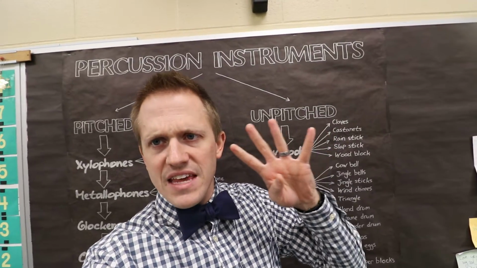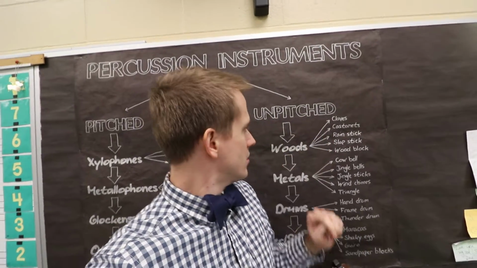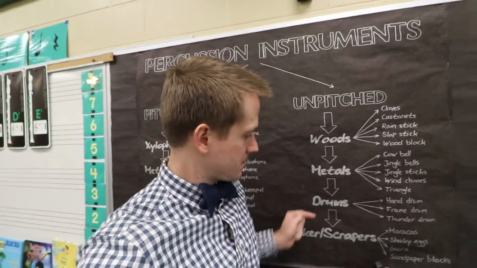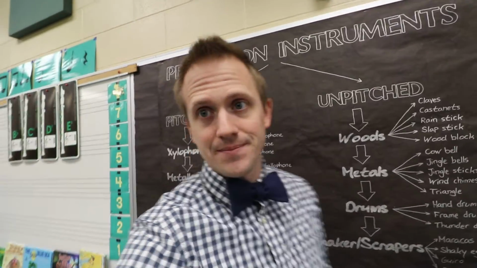Now we're going to separate things into 4 different groups. We've got the woods, the metals, the drums, and the shaker scrapers. And within each group, we have tons of different kinds. I've actually organized my room according to their groups. So the drums, of course, are here and up here. See those drums? And under here. See, well, back there.